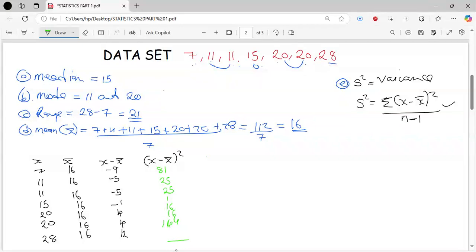Then you add those ones. You give the summation. What is the summation of that? That will give you 308, like that. Okay, so that's the summation of that.